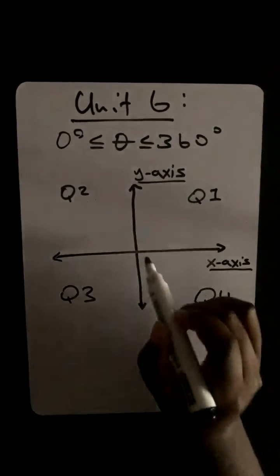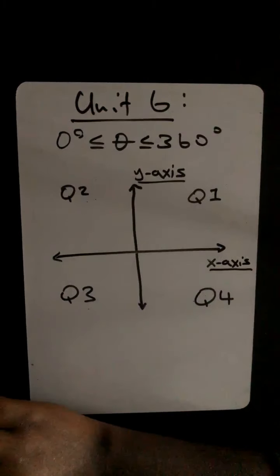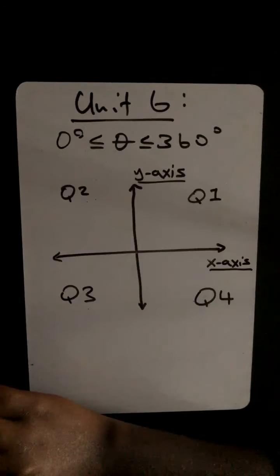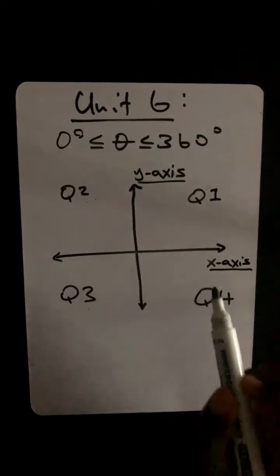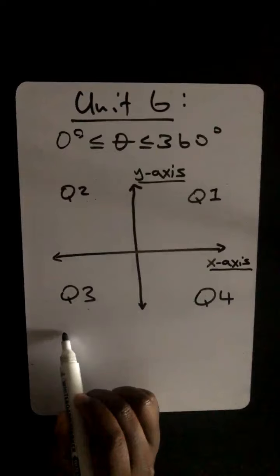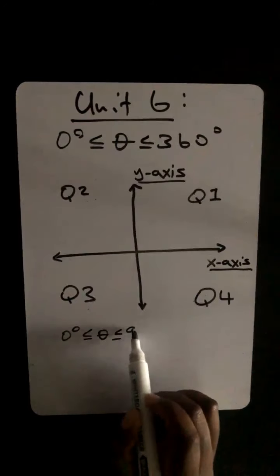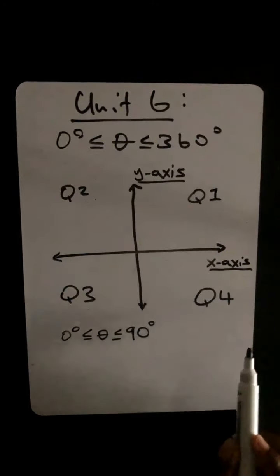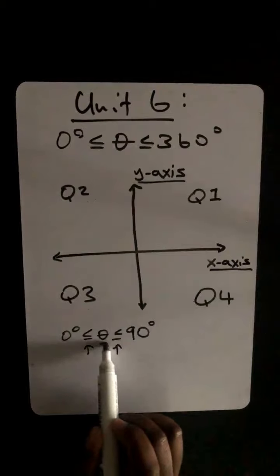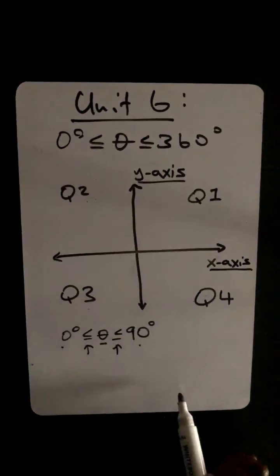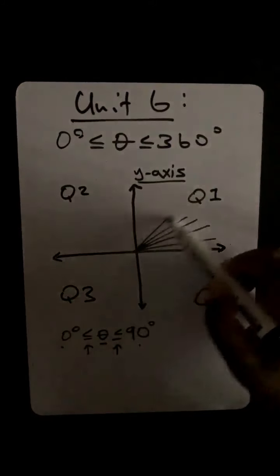So remember, guys, we said on a Cartesian plane, we can have angles which are less than 90 degrees, or otherwise, angles which are between 0 degrees and 90 degrees. Remember, guys, when these two signs are written in that way, we're simply saying angles between 0 and 90. So these are the angles, guys.